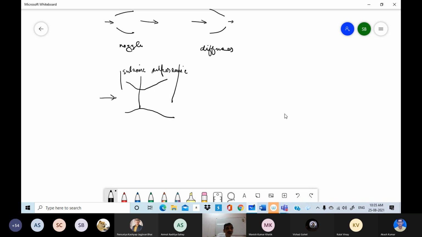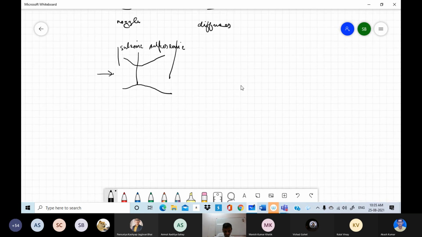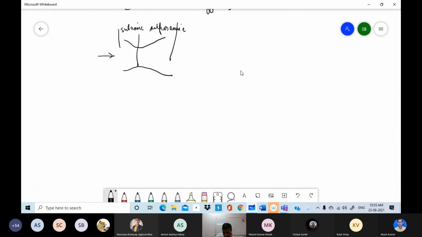Now, let's take up a problem. The problem says steam enters a turbine through a pipe with a diameter of 150 millimeters. The inlet steam velocity is 90 meters per second, and the inlet pressure and temperature are 20 megapascal and 600 degrees centigrade.